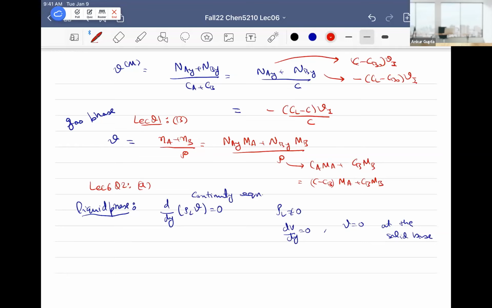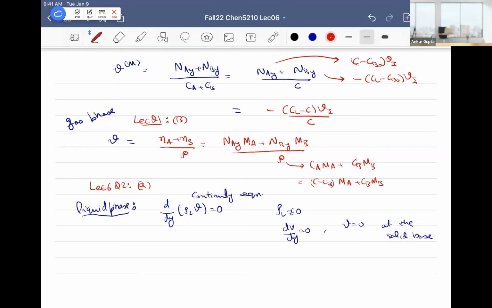Rho L is constant, right? And density is constant, it's a pure B. So the velocity has to be constant. And the velocity is 0. They cannot have velocity in the solid phase. So velocity is 0 everywhere. Okay. And that is also the reason we said flux is 0.